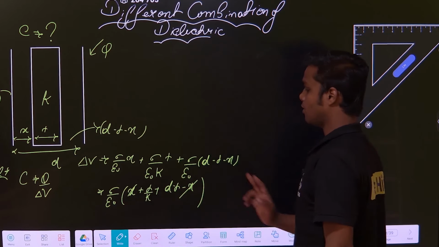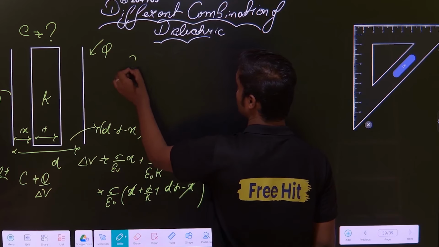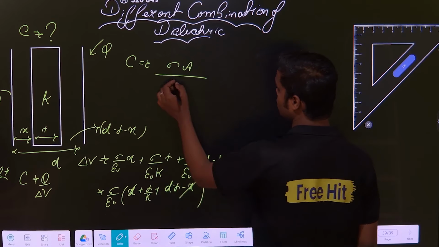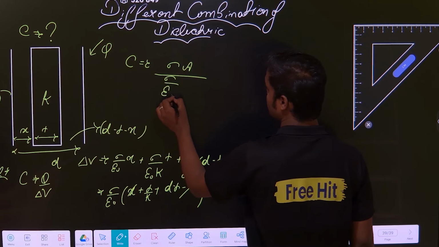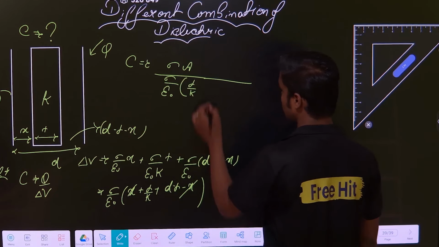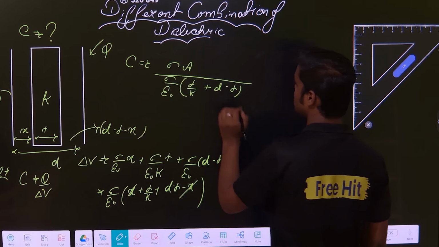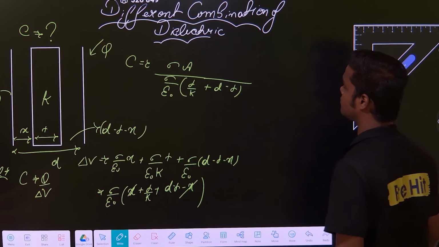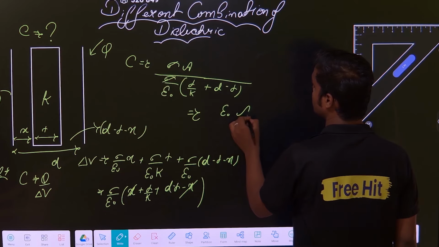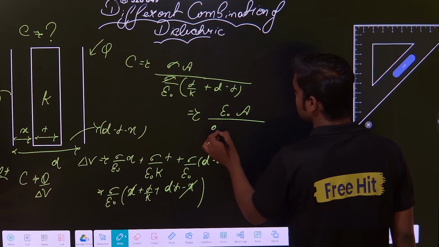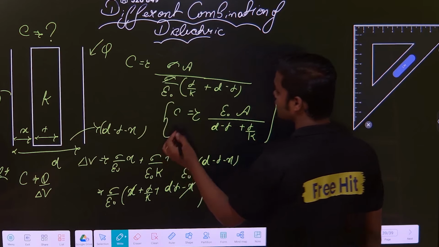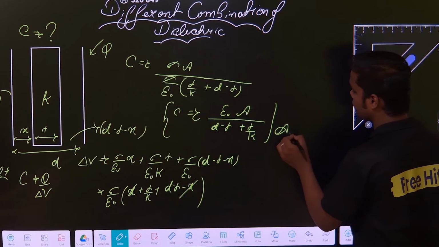x will cancel out. And what is Q? Capacitance I can write, Q is sigma into A, and this is the potential difference, sigma by epsilon naught times t by k plus d minus t. So sigma will cancel out, and you get epsilon naught A divided by d minus t plus t by k. That is our capacitance for this system.